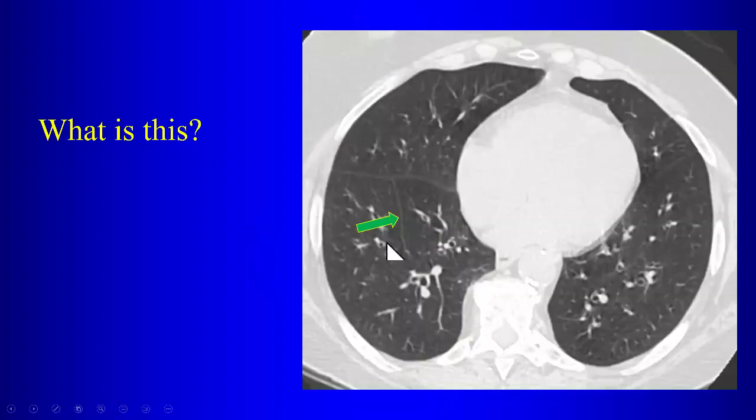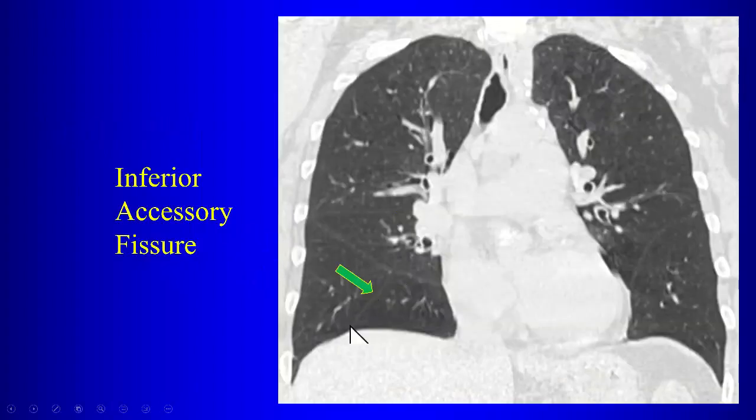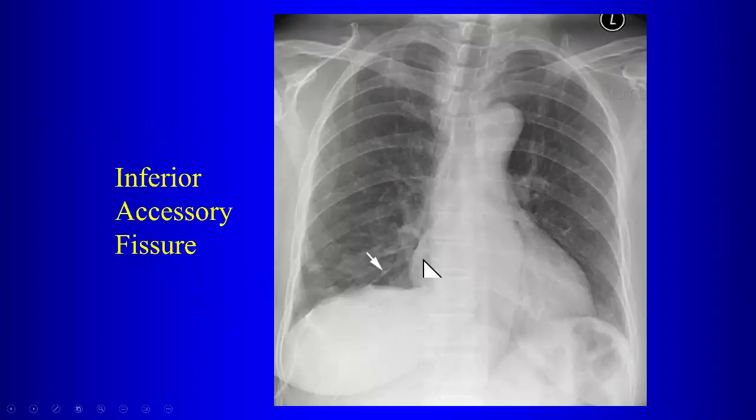Okay. This one is the inferior accessory fissure. So that separates the medial basal segment from the rest of the lung. So here's the inferior accessory fissure on a coronal CT scan. And there it is. Sometimes you can see that also on a chest radiograph. That's the inferior accessory fissure.